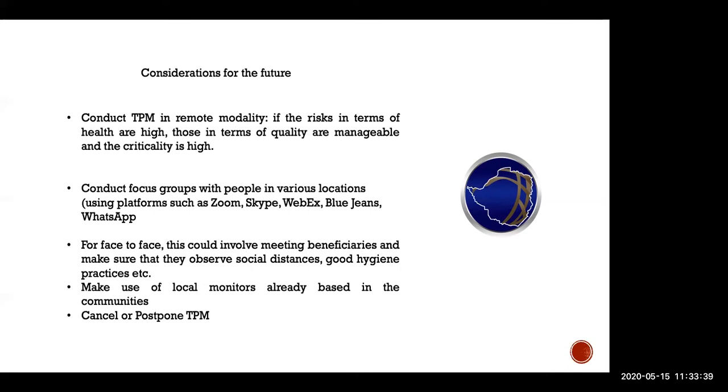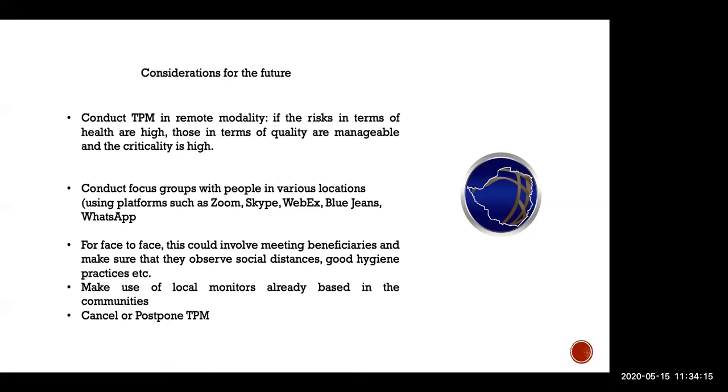Maybe there could be a need to conduct focus groups with people in various locations, using platforms such as Zoom, like what we are doing here, Skype, WebEx, BlueJeans, or WhatsApp. But then we're also going to look at the disadvantages of using some of these platforms. Is it practical to use some of these? Yes, they could actually be applicable in various situations, looking at the various levels of the stakeholders, of the beneficiaries, and their access to these different platforms.